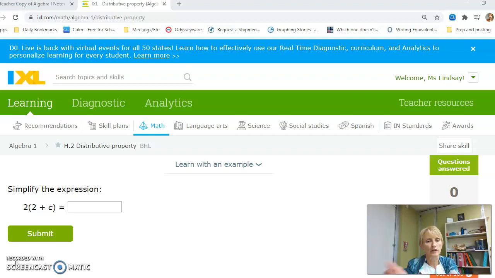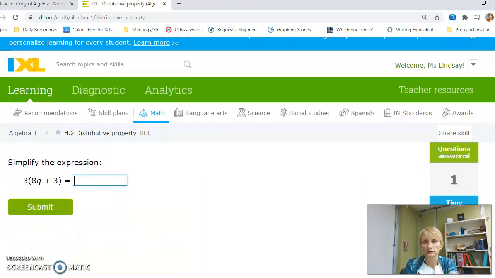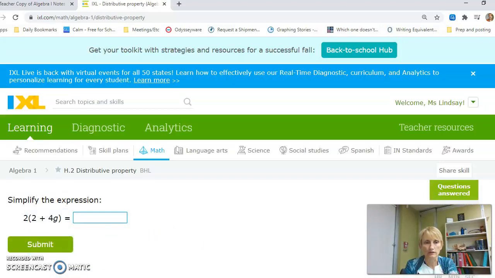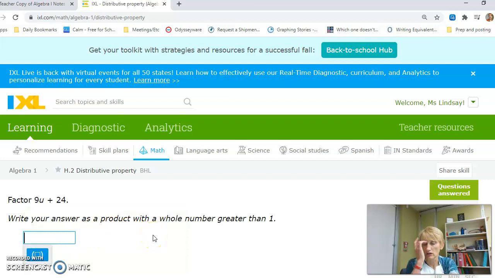So in this case, 2 times 2 is 4. And then 2 times c, so plus 2c. I do need the plus in between them. I'm going to jump a level so that we see how things look as they start to get harder. 2 times 2 is 4, plus 2 times 4g is 8g. You do have to pay attention to make sure that you use the right variable.